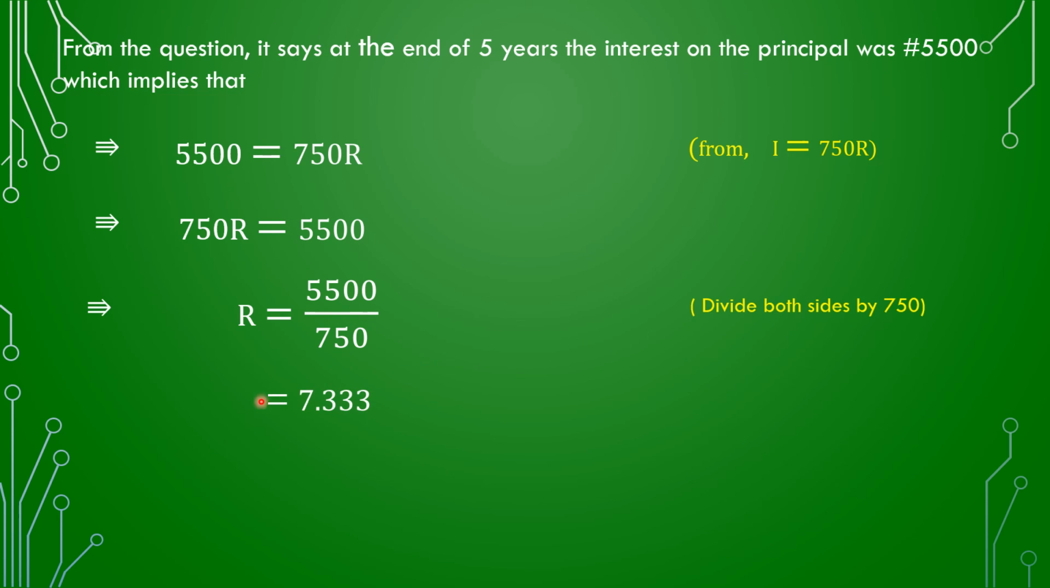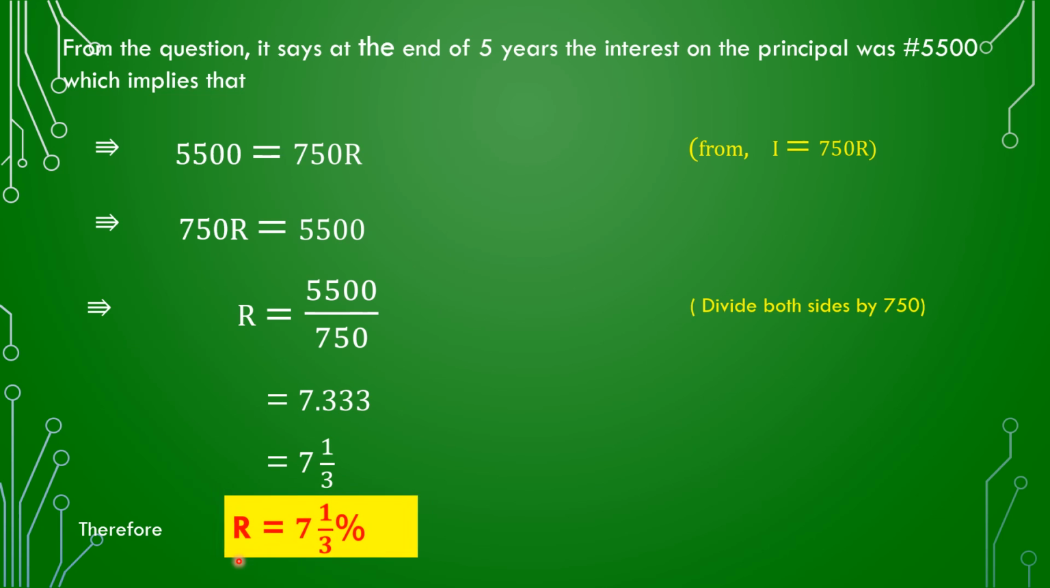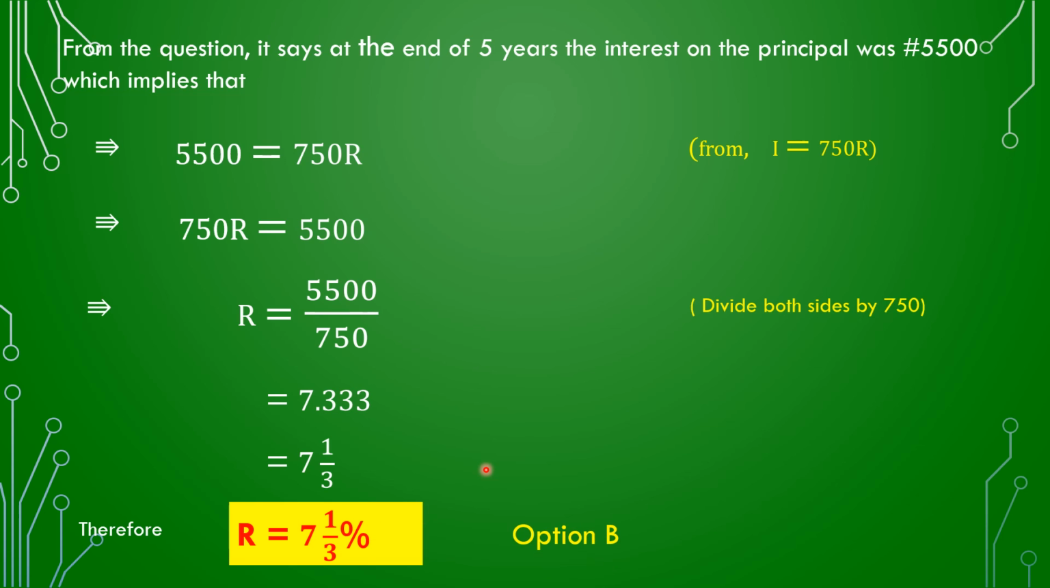Now, if you go further, our R is equal to 7.333, which is equal to 7 1/3. Therefore, our rate R is equal to 7 1/3%. Option B is the answer.